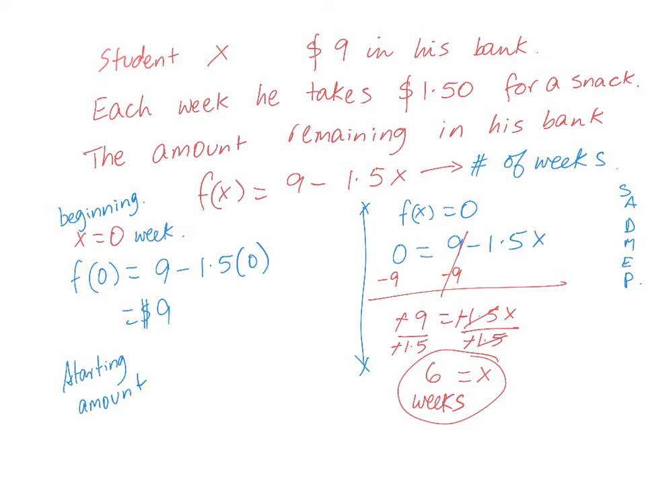So if we were to plot this, our graph would be like this. So $9, this is our amount. And our weeks would be over here, 6. And we will try to skip this negative part for these sections. And the reason is because you can't have a negative week, so it will start from 0. Similarly, you can't have negative dollars, so it will end up at 0. So this is the first part.